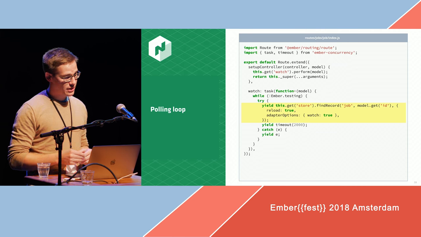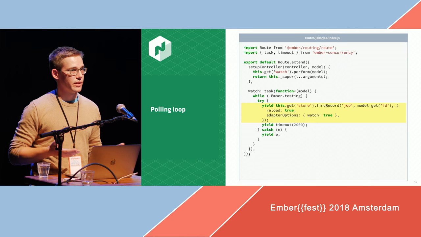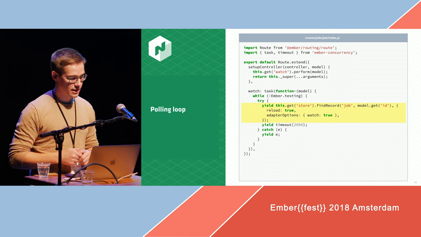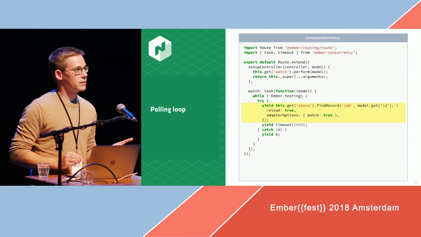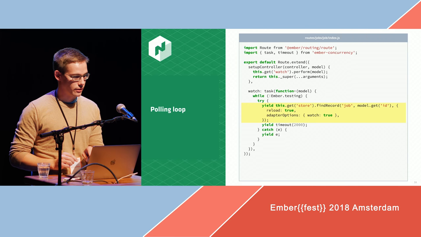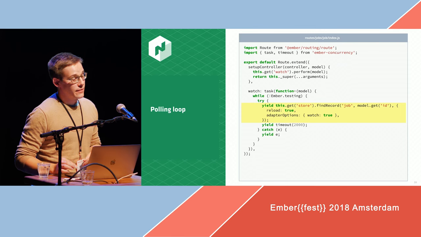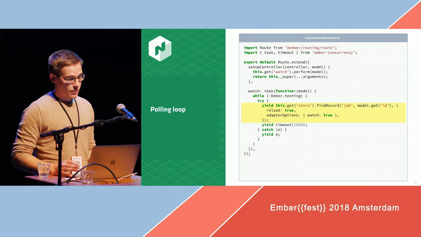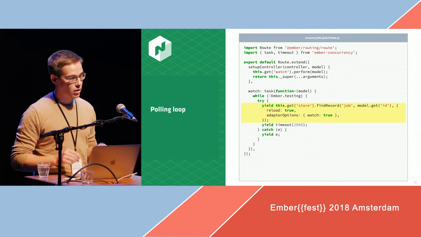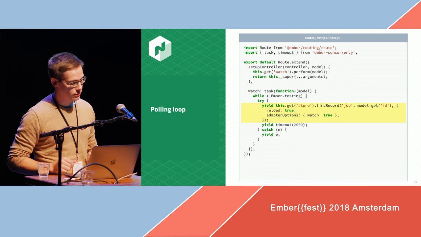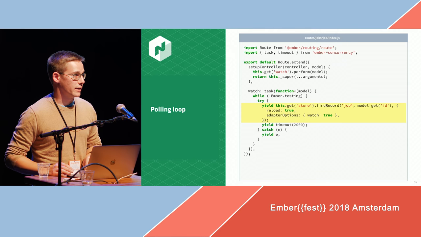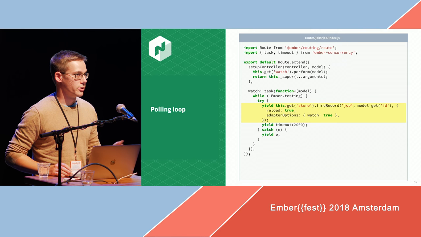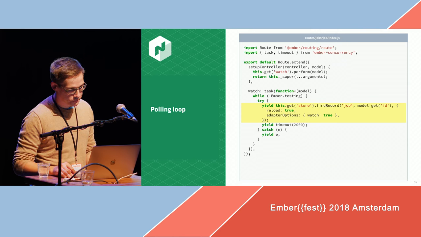So pretty much exactly the code we saw on our route, just in a new place, which is now inside of an Ember Concurrency task. And this reads really nicely. One thing that you may have noticed is that I'm not doing anything with the return value from findRecord. And that's because even though I'm not doing anything with it, just by calling findRecord, it's going to mutate the underlying record inside of Ember Data, which will update our model, which is just a pointer to that source of truth.